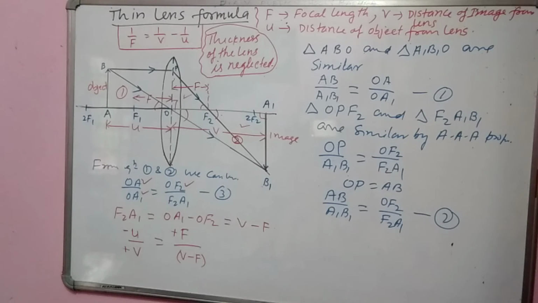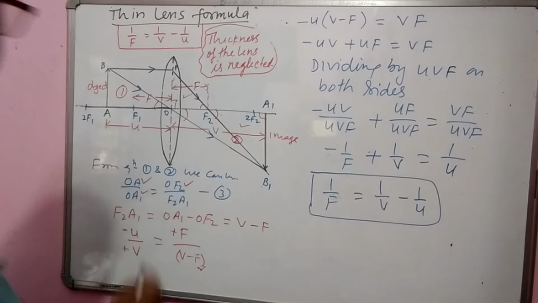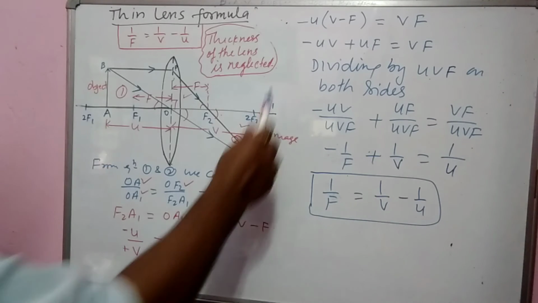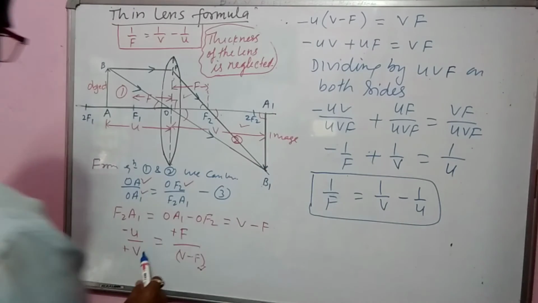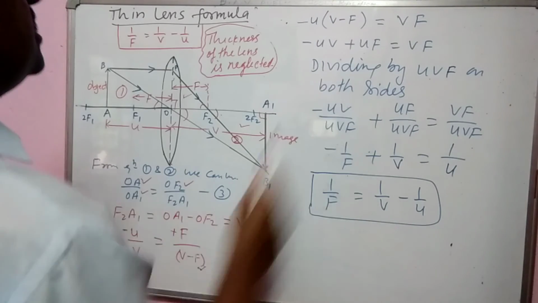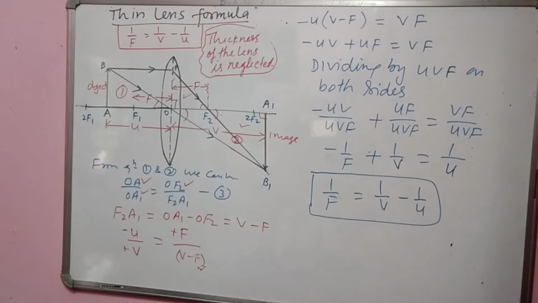So we will solve it. After solving, by cross multiplication we will get minus u into v minus f equal to v into f. By eliminating this bracket and dividing by u v f on both sides, on solving the equation, it will be proved.